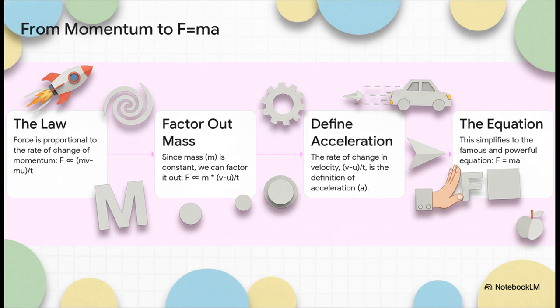Let's just walk through it. The law says force is tied to the rate of change of momentum, right? That's the change in mass times velocity over time. Now, for most things, the mass doesn't change, so we can pull that m off front. That leaves us with mass times the change in velocity over time. And what do we call the change in velocity over time? That is the definition of acceleration, a. And boom, there it is. Force equals mass times acceleration, F equals ma.